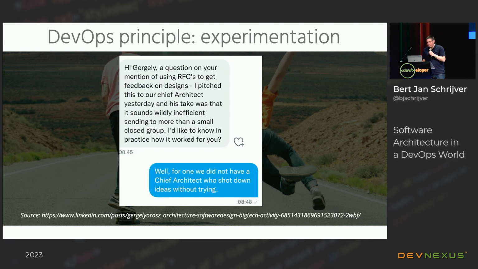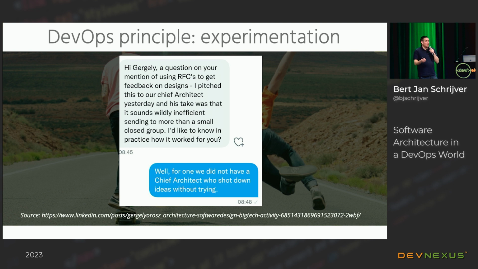So this is a picture from Gergely Orosz. Gergely blogs quite a lot about all types of engineering management topics. And he explained the idea of having RFCs, basically design documents that you share in your organization to get feedback on designs. And somebody asked Gergely that, hey, you suggested that whenever we want to make a big change, we write an RFC, we share it in the organization, and we get feedback from people in the organization.